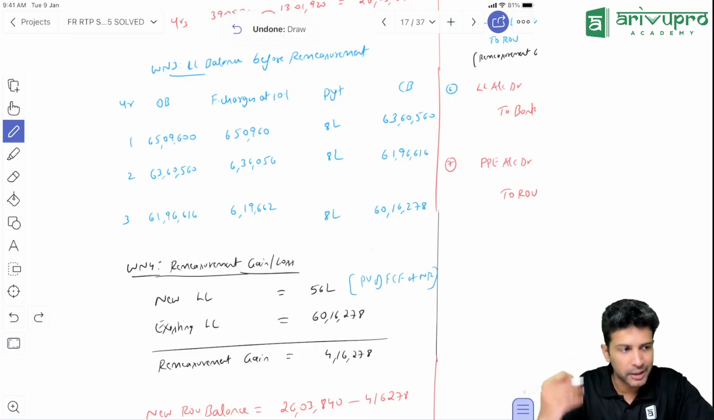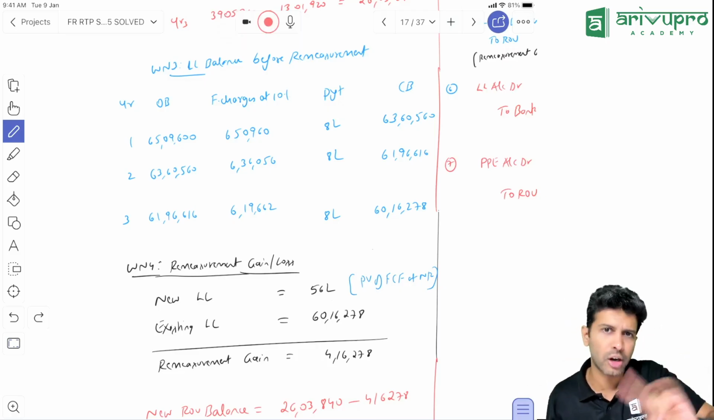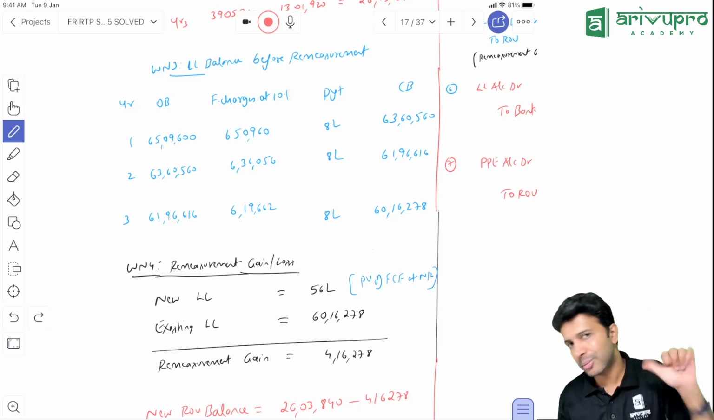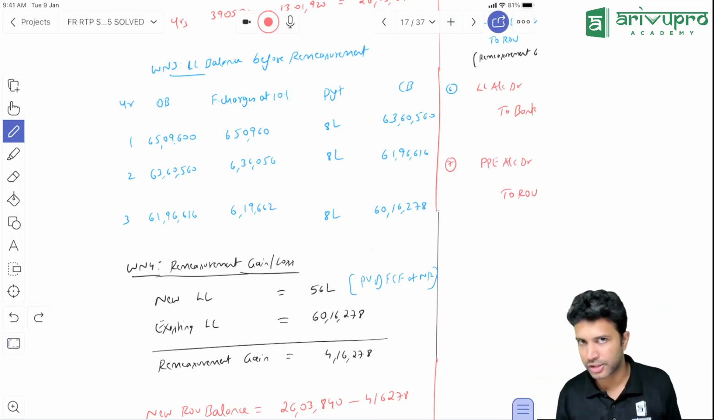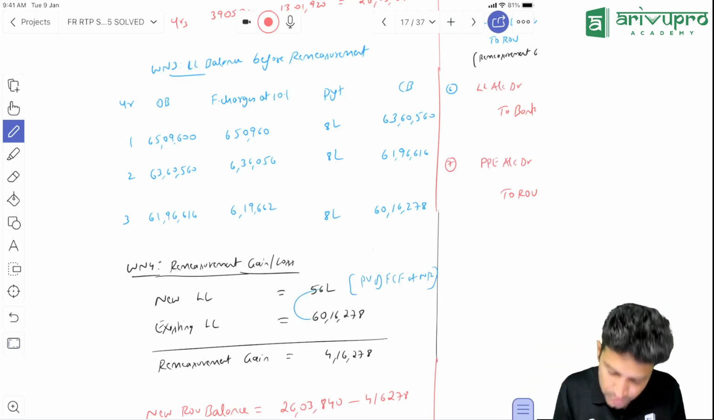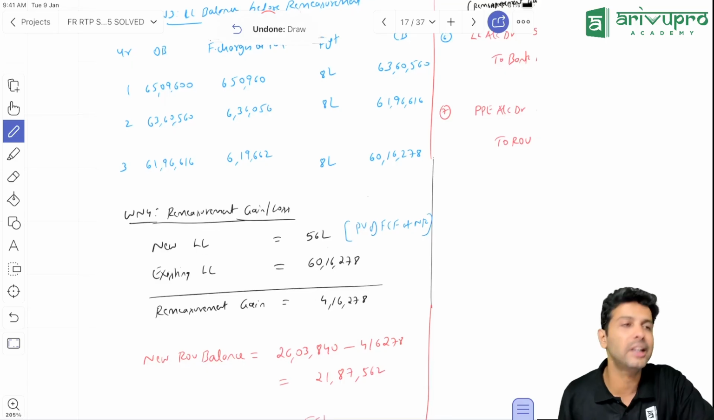So the lease liability you have to reduce, and we already studied remeasurement gain or loss. You will not transfer it to SPL. Any remeasurement gain or loss we adjusted in ROU itself. We have studied this and done many questions on this. So from 60 to 56, the lease liability you have to reduce by 4,16,278.